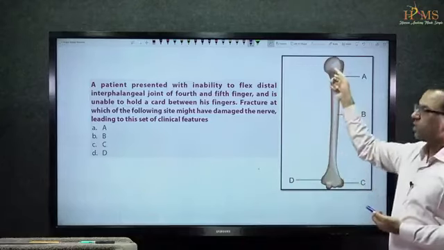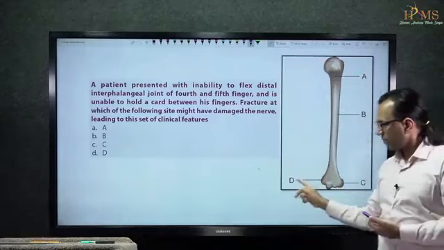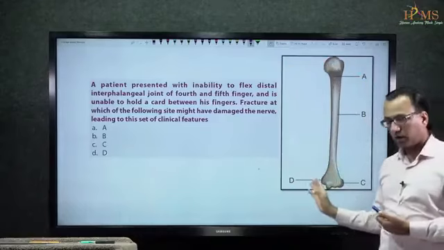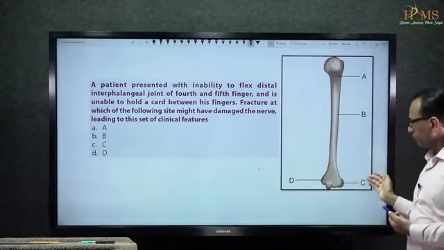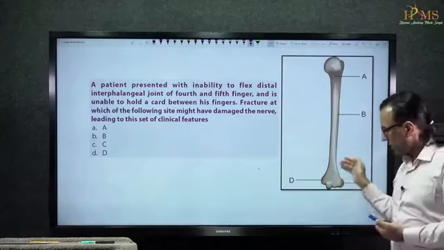Now the head of the humerus is looking medial, so this should be the medial epicondyle, marker number D. Behind that will be passing the ulnar nerve. Then what is related to the marker number C? In front of that, the lateral epicondyle will be the radial nerve.